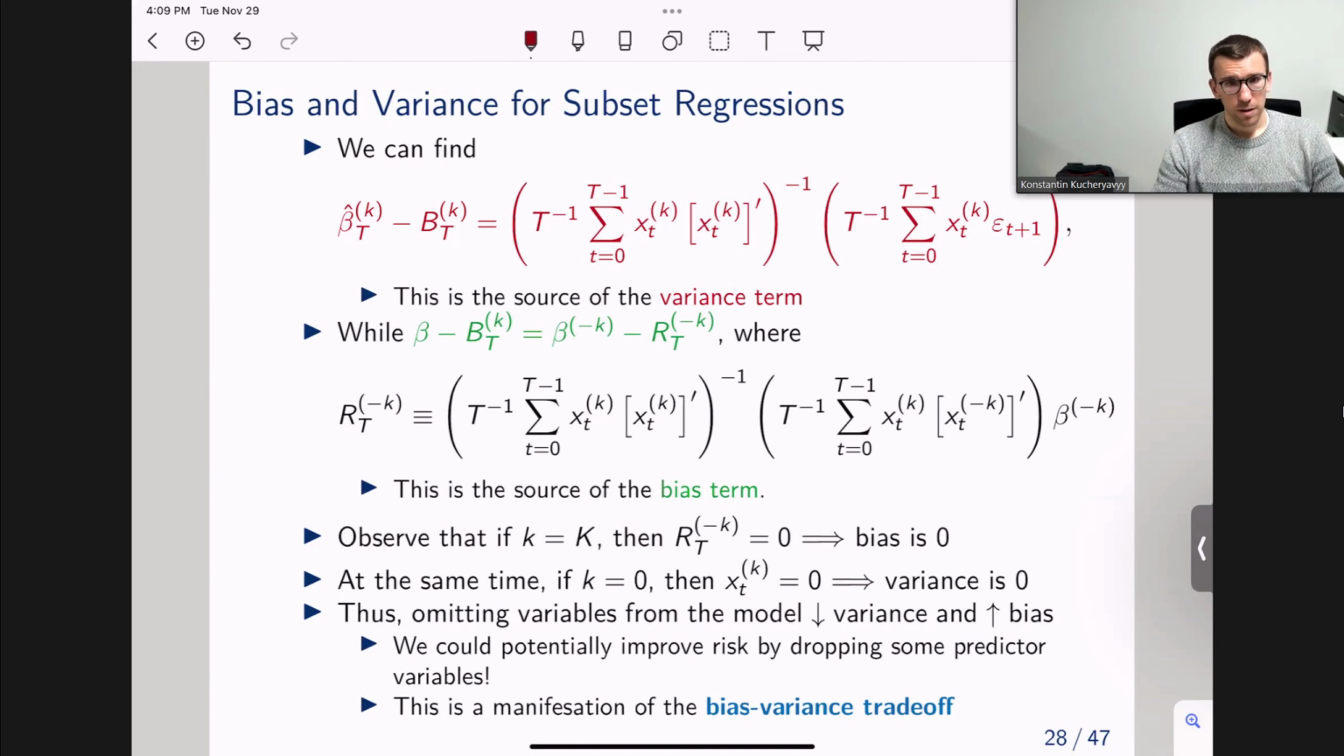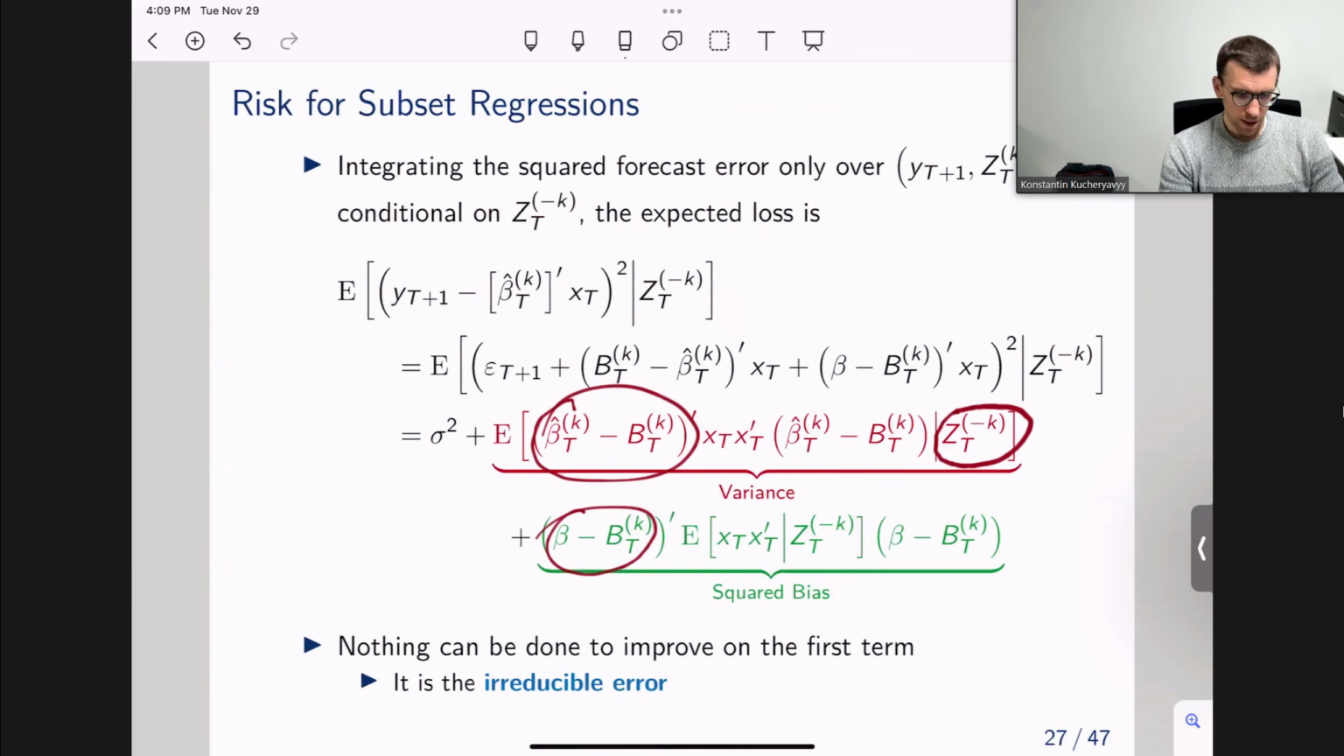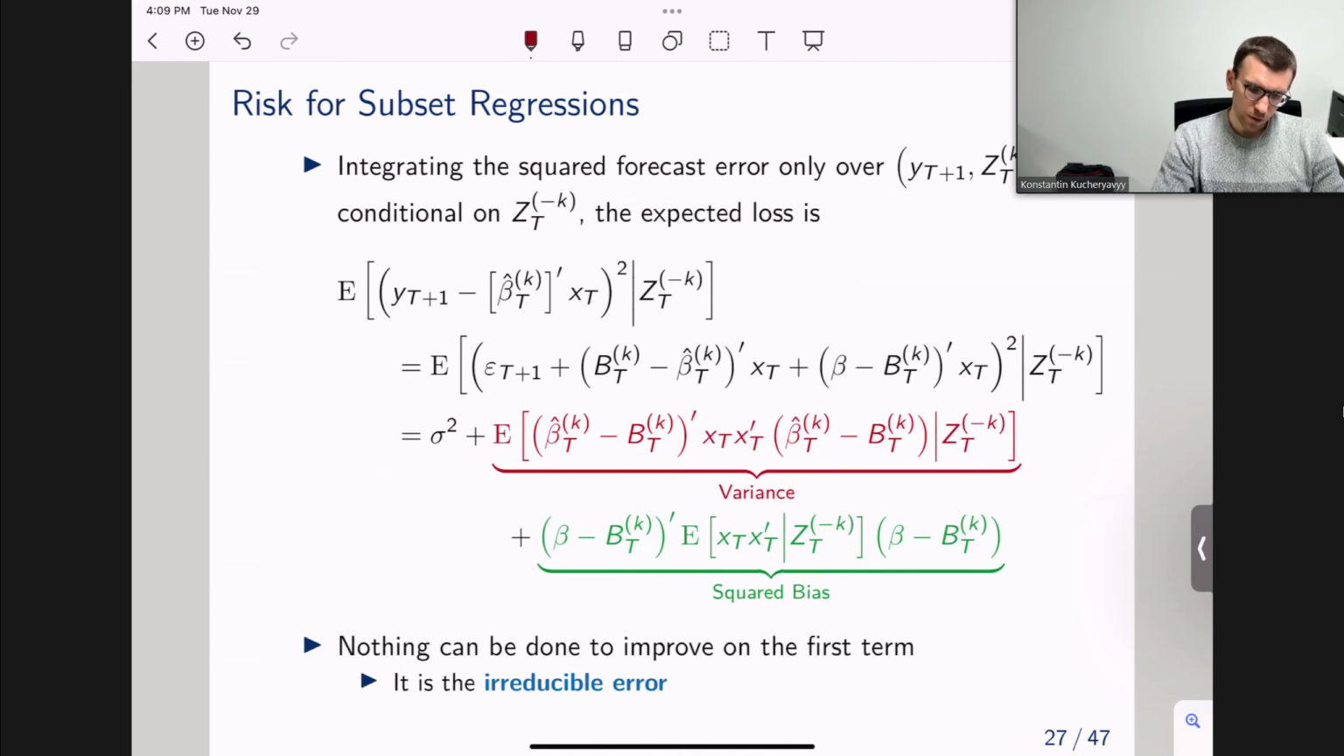And now, staring at this expression, you can see that potentially we might want to deliberately throw away some regressors, which will increase bias, but potentially can reduce the variance.